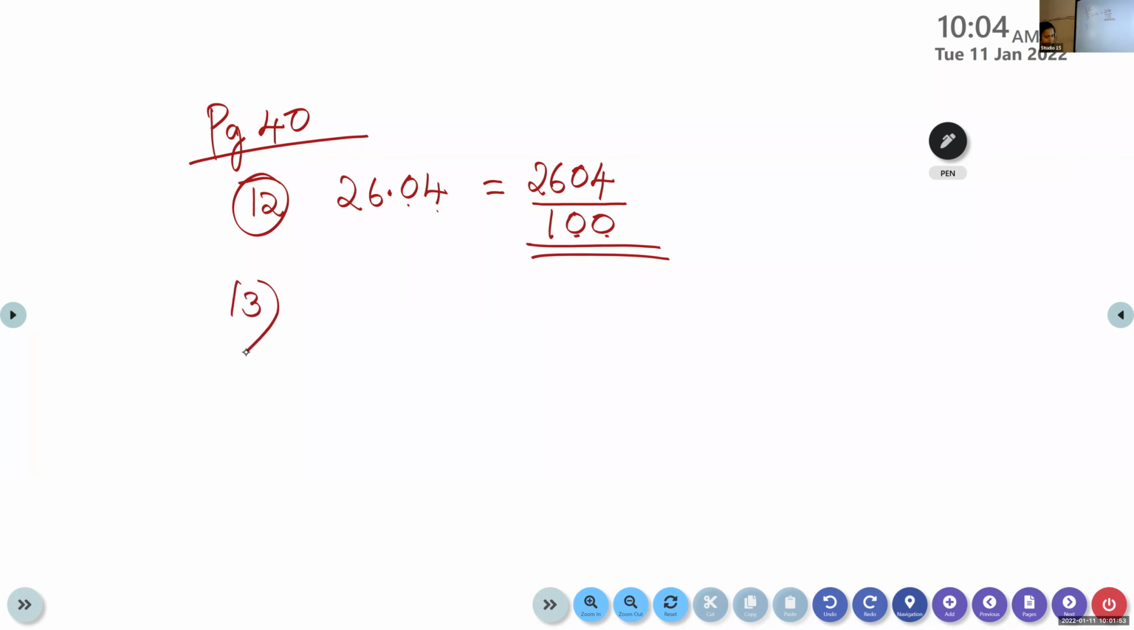Next one, question number 13. Jyoti, can you read 13A? Ma'am, convert the fraction into decimal. Here it is the opposite. So those who were not there last class, please check. 5 and 3 by 10. How can we write it, children? 5.3. Yes, 5.3.